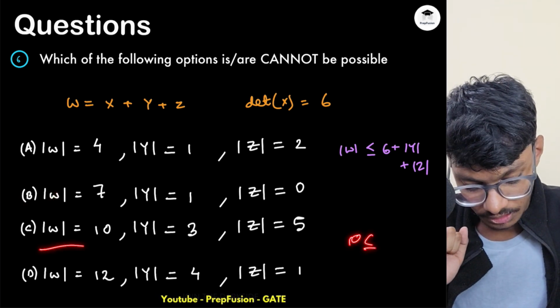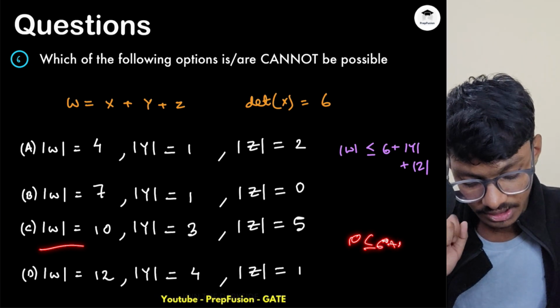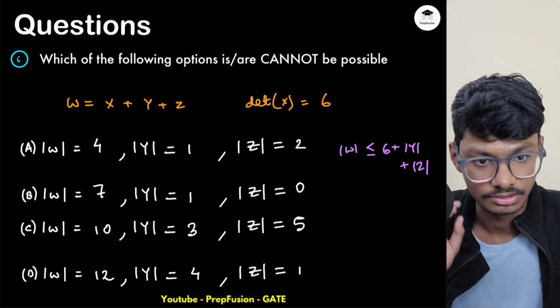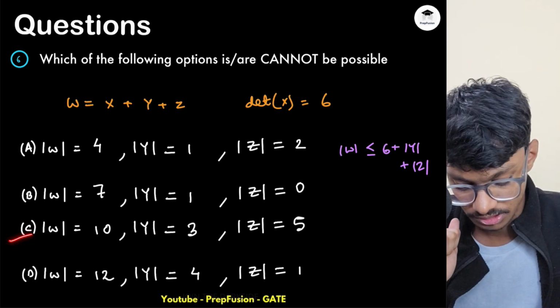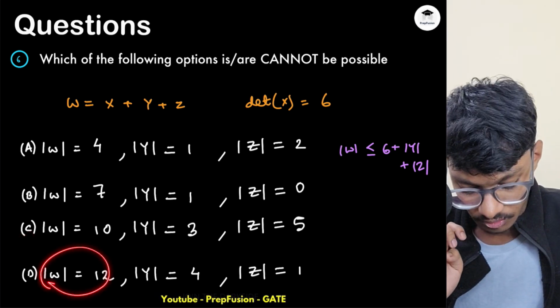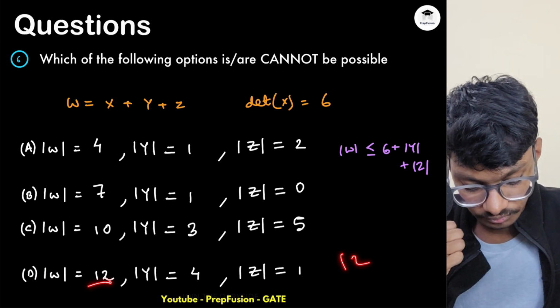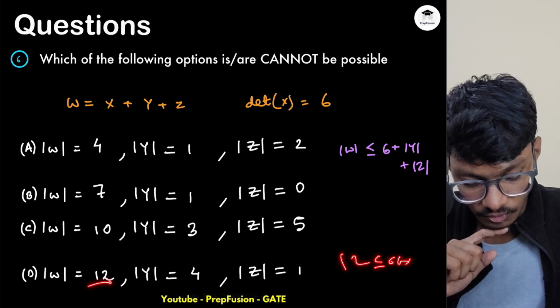Then 10. 10 is less than or equal to 6 plus 3, 9, plus 5, 14. So 14 is greater than or equal to 10, which is correct again. So this is again not our answer. Now coming to this, 12 is less than or equal to 6 plus 4, which is 10.